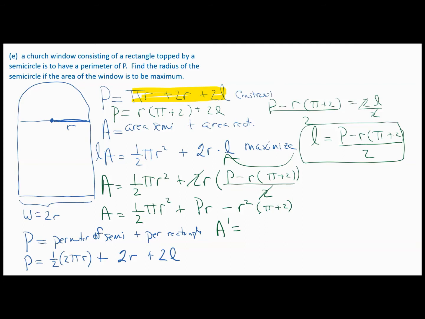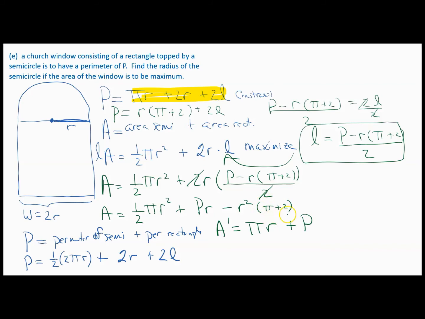Let's just go ahead and take the derivative now. So the 2 comes in front. 2 times 1/2 is 1, right? So that's just pi R when I take the derivative of the first term. Plus, now P, remember, is a constant. It is not a variable because it was a fixed value that the perimeter is constrained to. So the derivative of PR is just P. Alright, and then minus R squared times (pi plus 2).